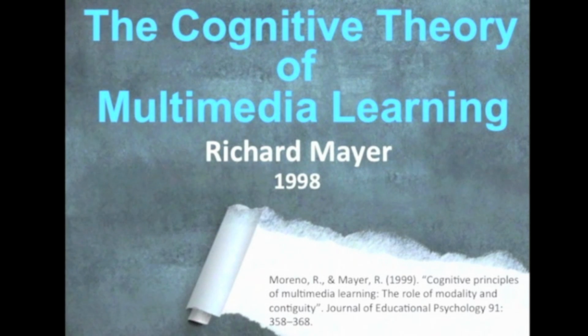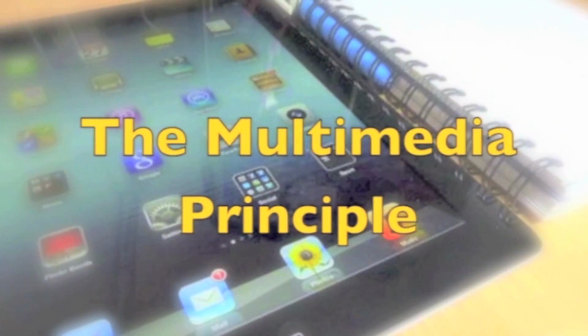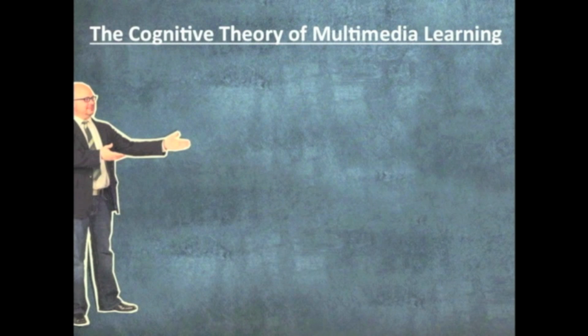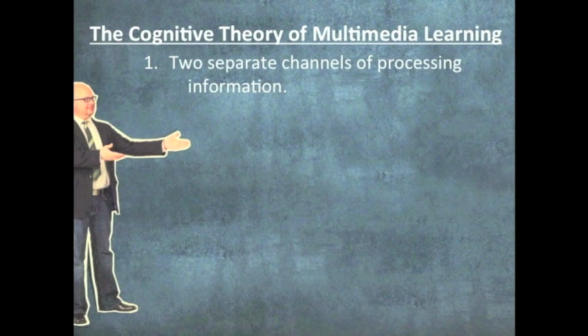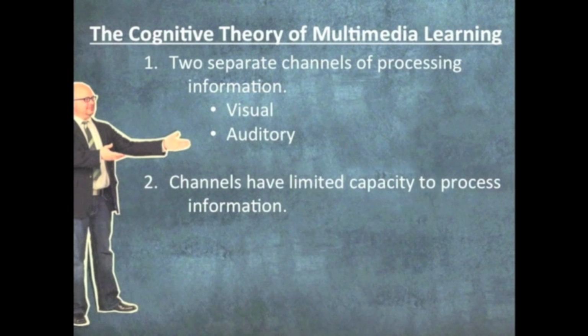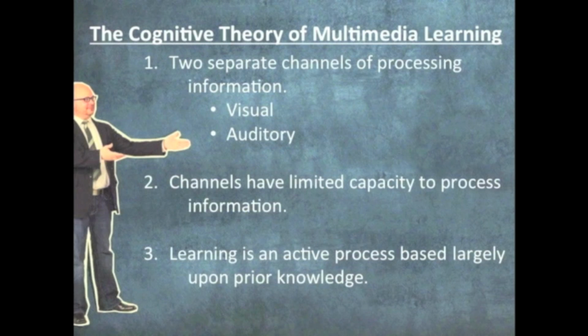Much of my research is centered around the cognitive theory of multimedia learning, originated in 1998 by Richard Mayer. Also known as the multimedia principle, the cognitive theory of multimedia learning is based upon three main ideas. First is that the brain uses two separate channels to process incoming information, visual and auditory. Second is that these channels have a limited capacity to process new information at any given time. Finally, learning is an active process which is based largely upon prior knowledge that is combined with new information.